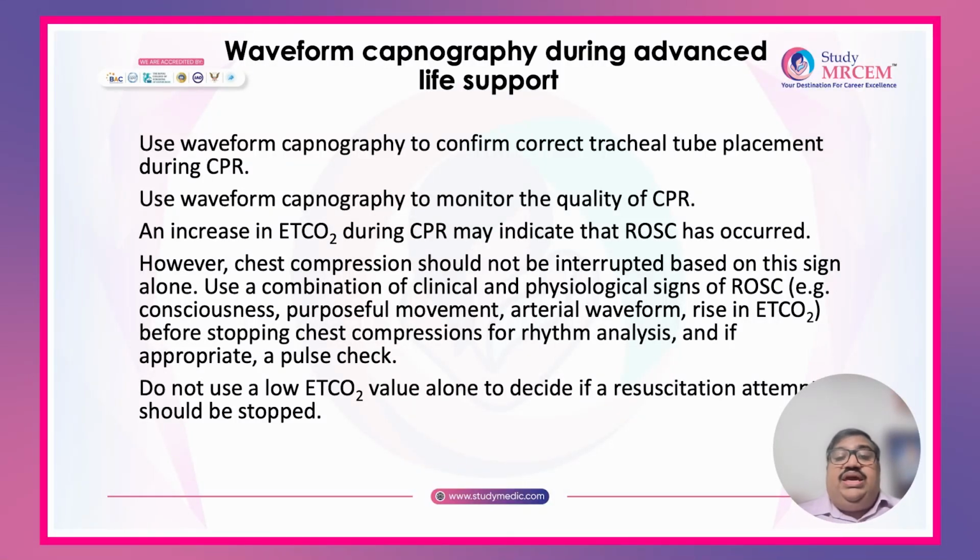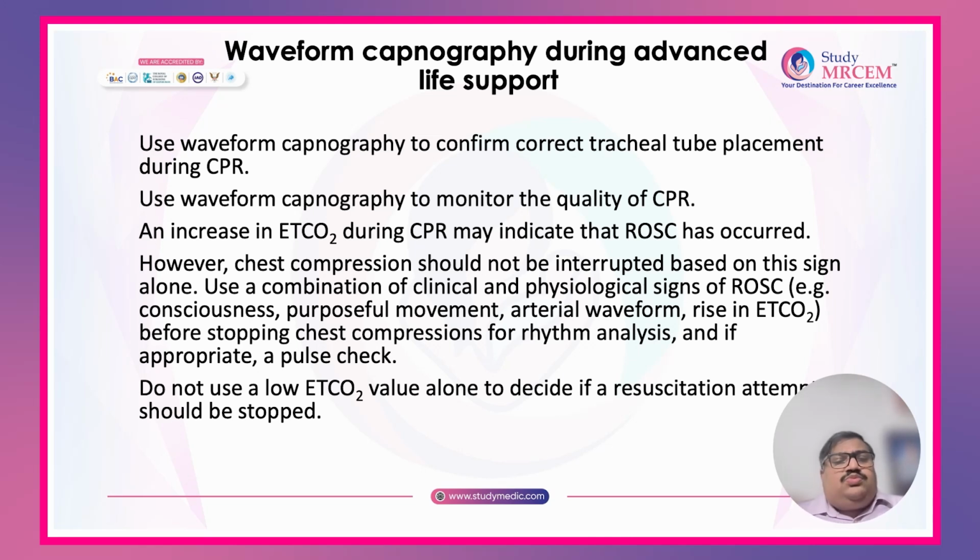Waveform capnography during ALS, yes, very important. It can guide you to the tube position when you are intubating. Also, the quality of CPR, if it is less than 10, you need to improve the quality of CPR. As I told you, if after improving the quality of CPR also, the ETCO2 is very low, and you have a high index of suspicion for PE, you can think about thrombolysis. A rapid increase in ETCO2 will tell you, okay, this patient has achieved return of spontaneous circulation. However, chest compression should not be interrupted based on this sign alone. Use a combination of clinical and physiological signs of ROSC.